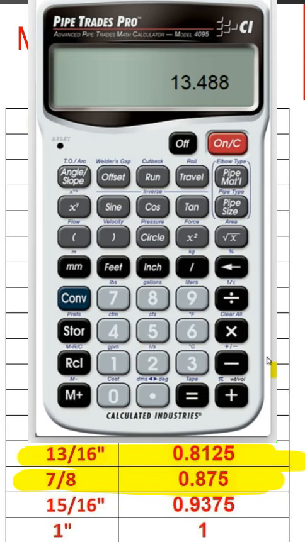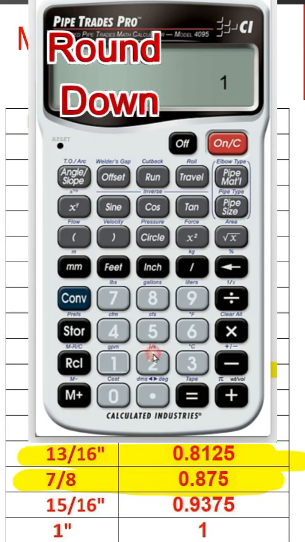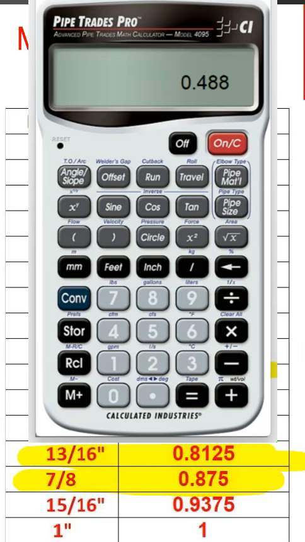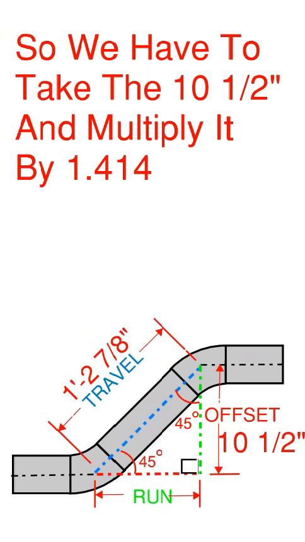13.488. So the 13 to the left represents 13/16. The 0.488, we're going to round down, keep that at 13. If it's 5 or greater, we would round up to 14. So let's apply everything we just learned.